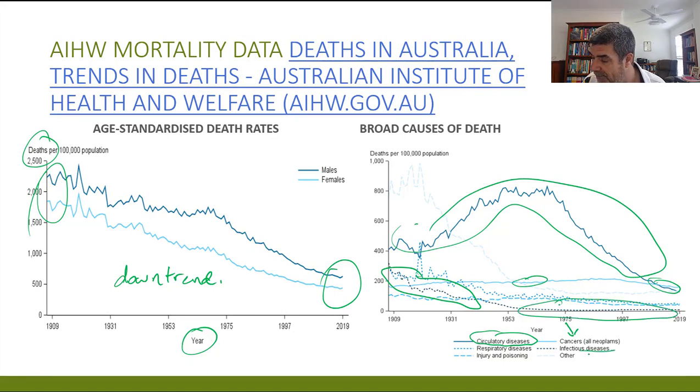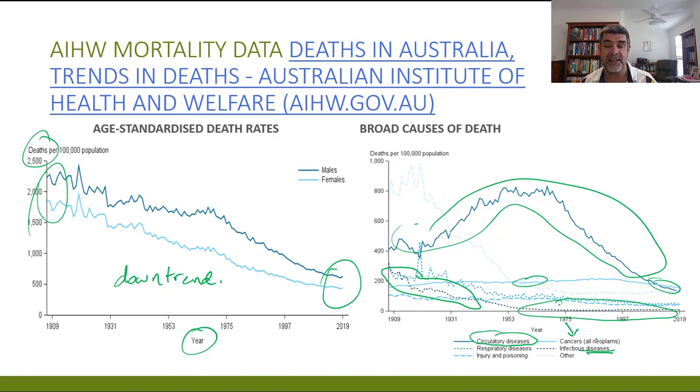which is our infectious disease. And again, I'm talking to you in a time of COVID, so that's probably going to have a little blip around these years of 2020, 2021, where we know there's been some deaths associated with COVID. And this is why we look at this data. This is a definite downtrend.